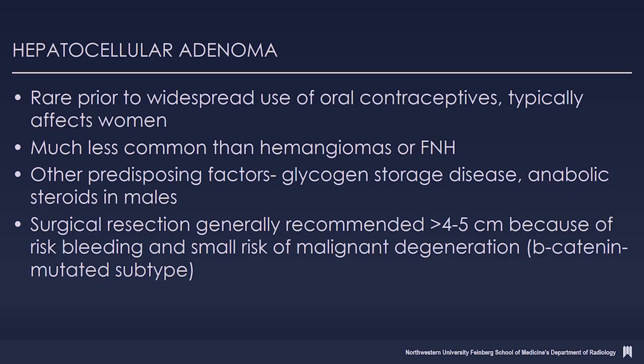players. And generally, surgical resection is recommended when it's greater than 4 to 5 centimeters because of the risk of bleeding and the small risk of malignant degeneration. They've subtyped these, and the ones with the higher risk of malignancy are the ones referred to as beta-catenin mutated subtype.